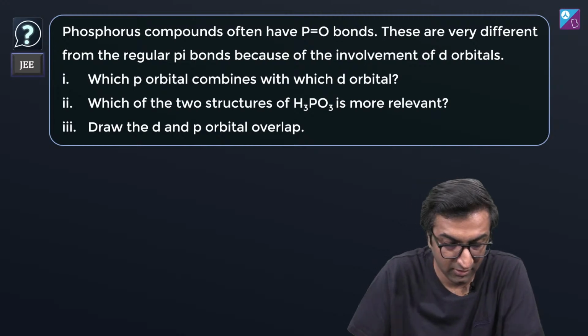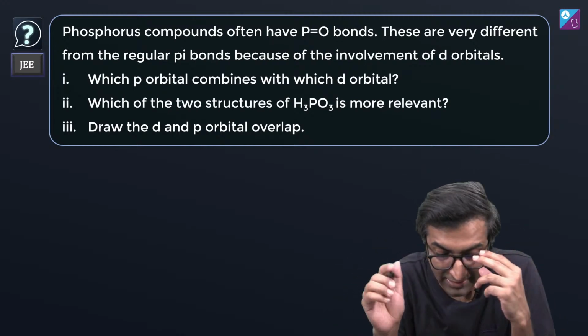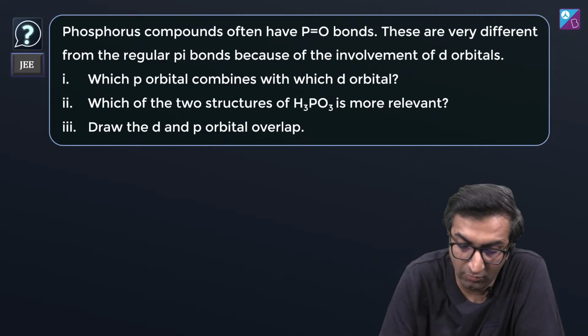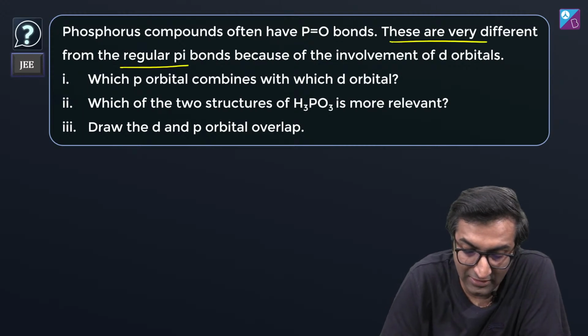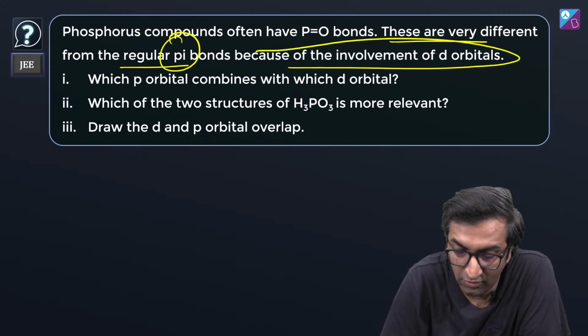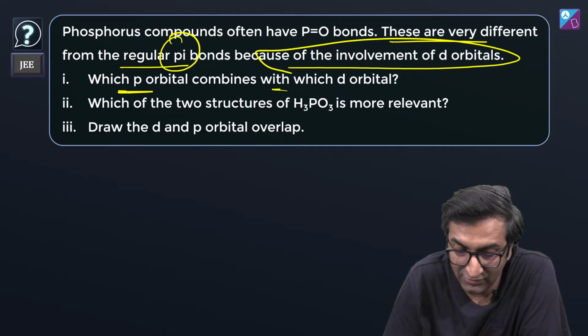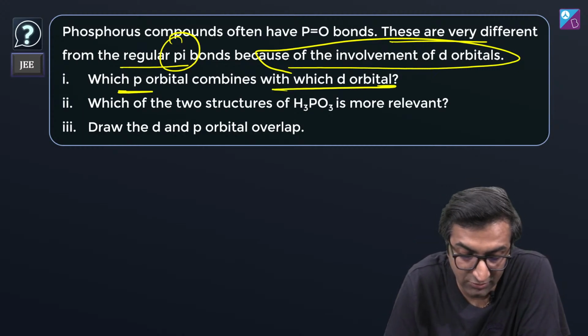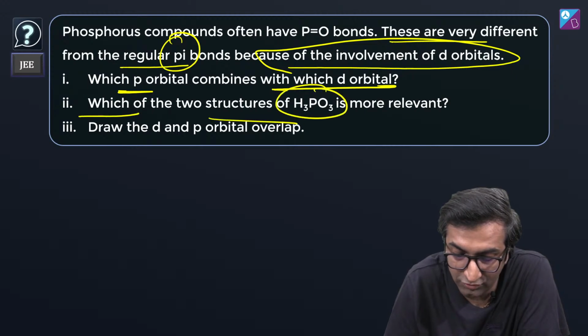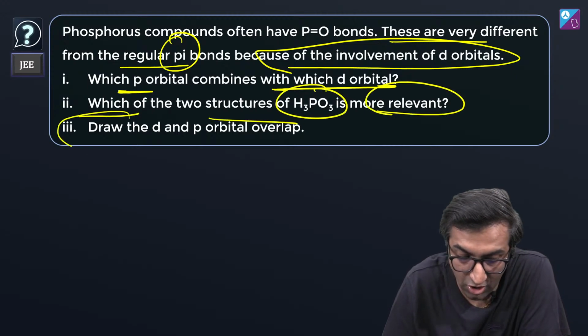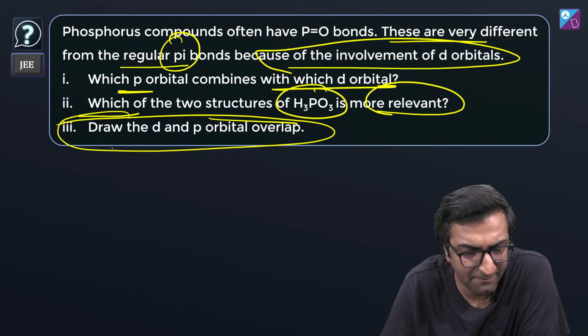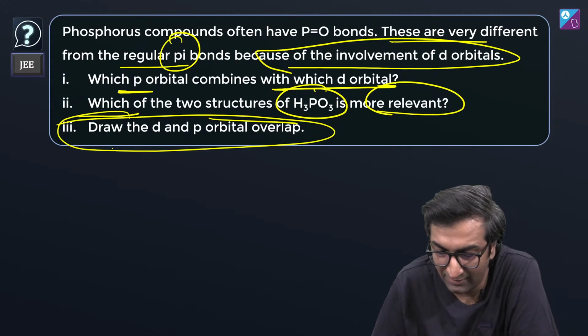Okay. Last question for the day. Phosphorus compounds often have P=O bonds. These are very different from the regular pi bonds because of the involvement of d orbitals. First question: which p orbital combines with which d orbital? Second question: which of the two structures of H3PO3 is most relevant? Draw the d and p orbital overlap. Third wala point I'll do for you. Can you help me with 1 and 2?